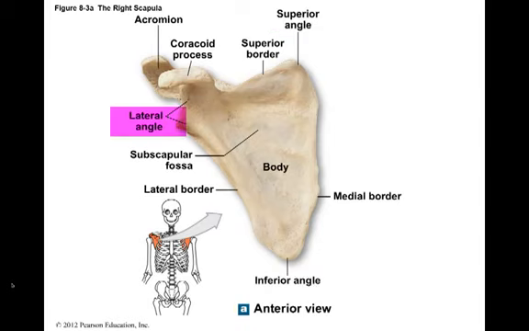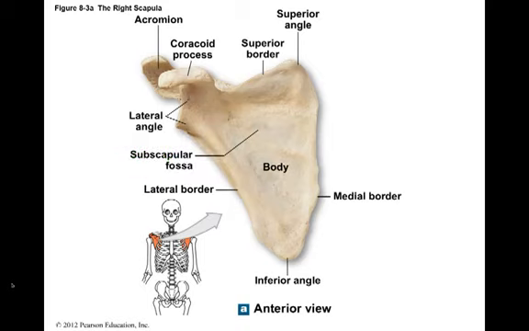The lateral angle, or head of the scapula, forms a broad process that supports the glenoid cavity. At the glenoid cavity, the scapula articulates with the head of the humerus, which is the bone in the upper limb. The anterior surface of the body of the scapula is smooth and concave. This depression is called the subscapular fossa.